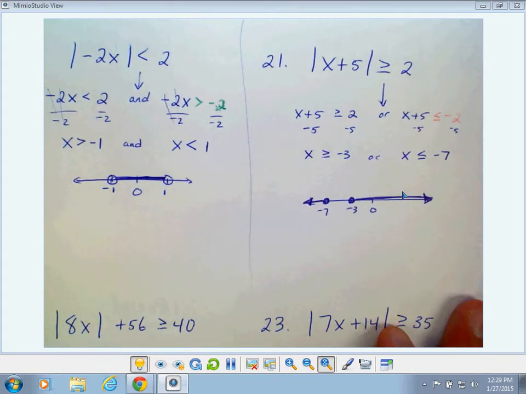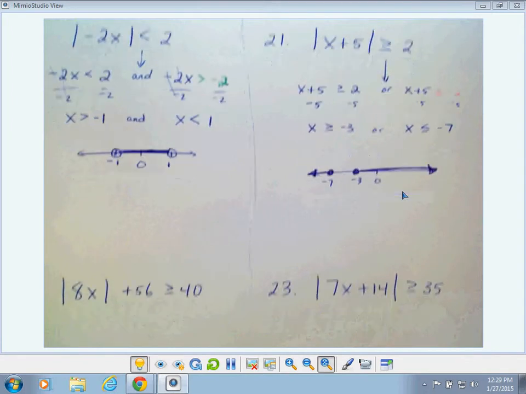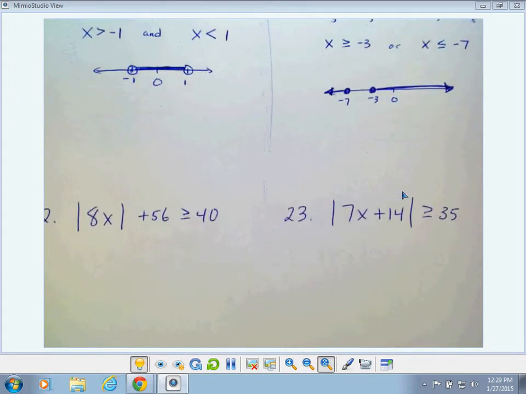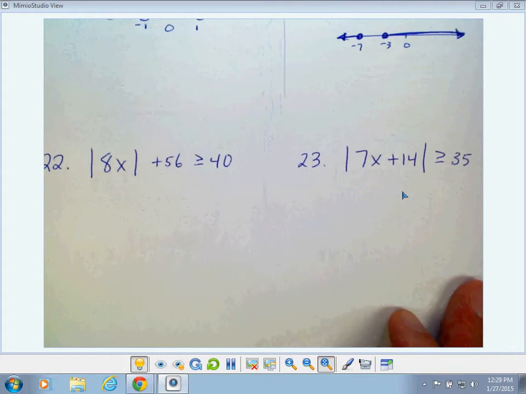So those are two pretty classic absolute value inequality ones. So let's go into something that might have potential for some mistake in number 22.